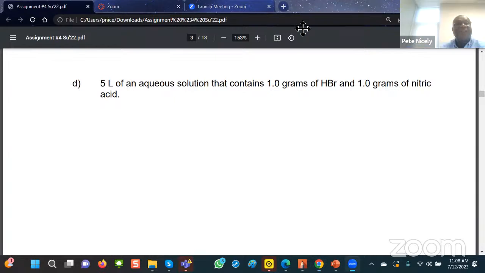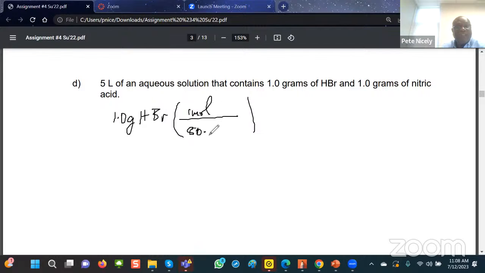You're absolutely right. So let me start off with the 1.0 grams of HBr. And as you correctly said, we have to convert each of them to moles. Now, in the case of HBr, the way we do that is we divide by 80.91 grams of HBr. And according to my calculation, this works out to be equal to 0.012 moles of HBr.